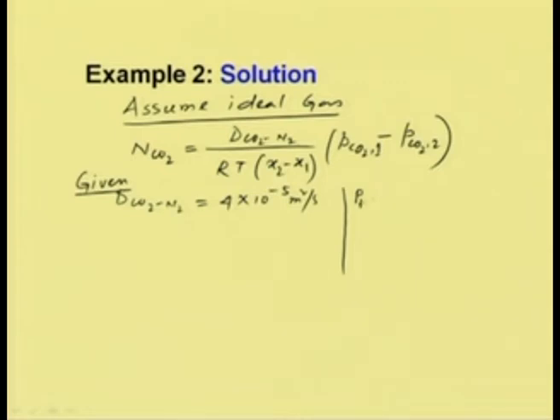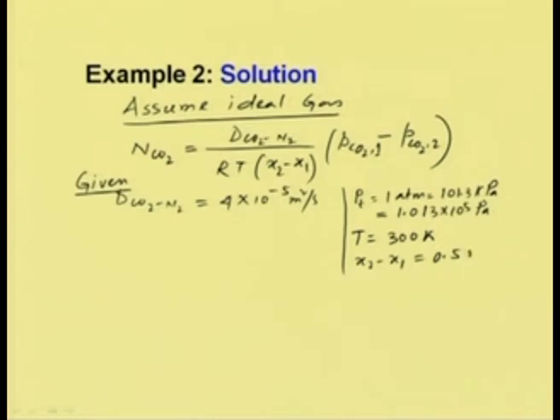4 into 10 to the power minus 5 meter square per second, total pressure Pt, which is 1 atmosphere, 101.3 kilopascal, which is equal to 1.013 into 10 to the power 5 Pascal, and temperature is given, which is 300 Kelvin, and the distance x 2 minus x 1 between 2 points is 0.5 meter.